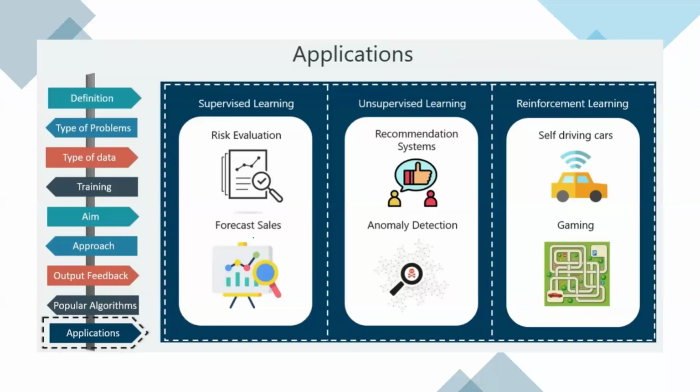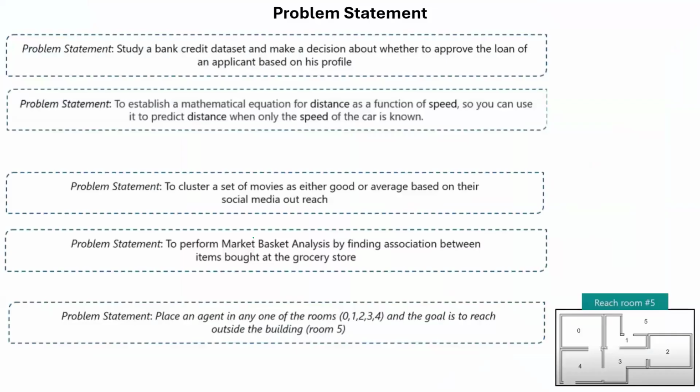Self-driving cars is an example of reinforcement learning. So these are the different types of machine learning that we do have. Now look at these problem statements and let me know what kind of learning each is.